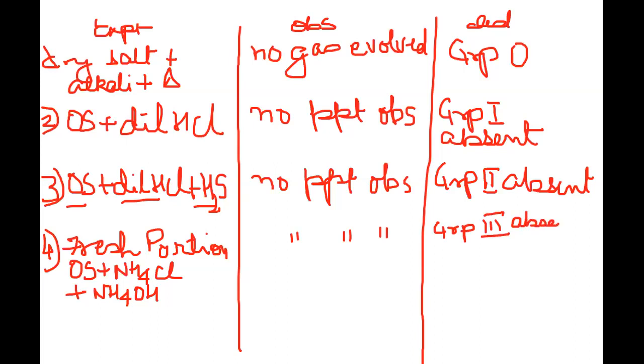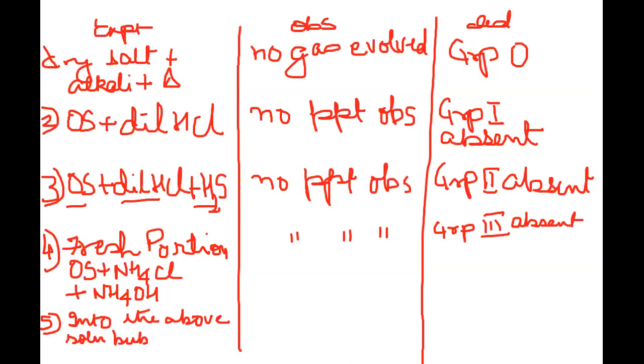Now let's go to the fifth step. Into the above solution, bubble H2S. Why am I writing into the above solution? Because the reagents for group 4 are ammonium chloride, ammonium hydroxide and H2S. If you don't want to write it like this, then you can write the full thing, OS plus NH4Cl plus NH4OH plus H2S.